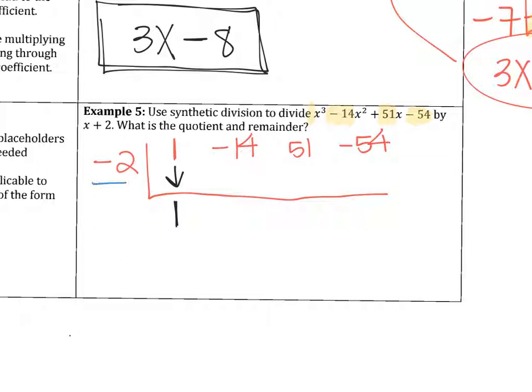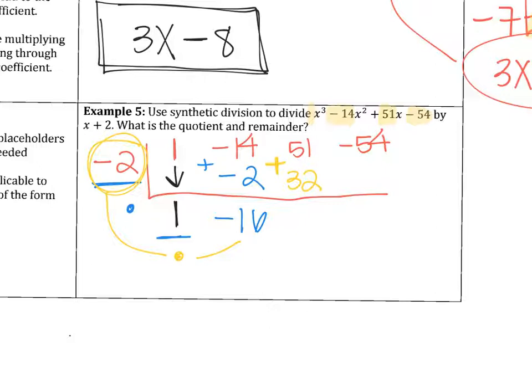Next, I'm multiplying. Negative 2 times 1 is negative 2. And we're going to add these together. Negative 14 minus 2 is negative 16. Then we do it again. Negative 2 times negative 16 is positive 32. We're going to put it up here. And we're going to add these two together. So I've got 83.